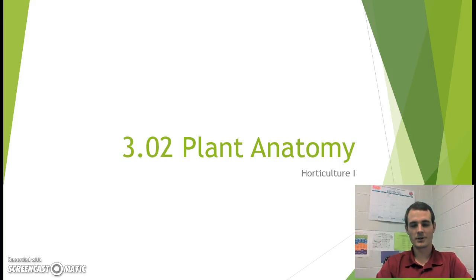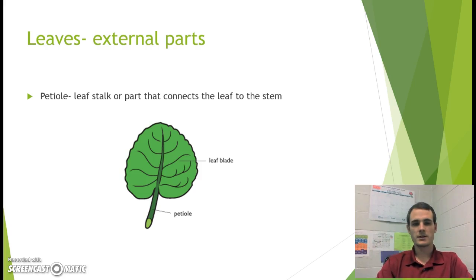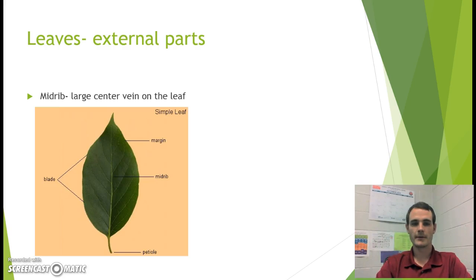Alright, what's up guys? We're going to start talking about plant anatomy and the different parts that make up the entire plant. So we'll start off with leaves and the external parts of a leaf. The petiole is the first part. It acts as the leaf stalk, the part that connects the leaf blade to the stem of the plant.